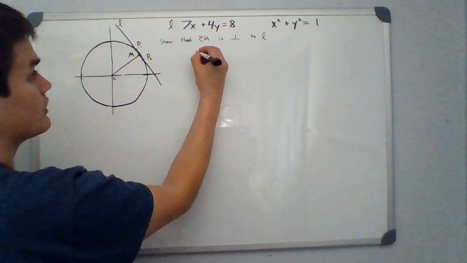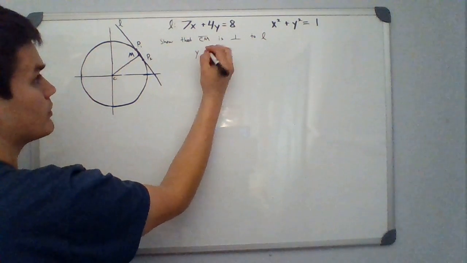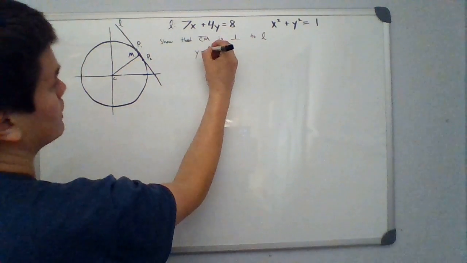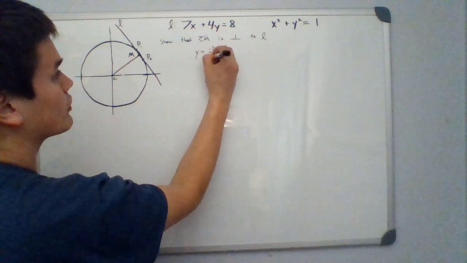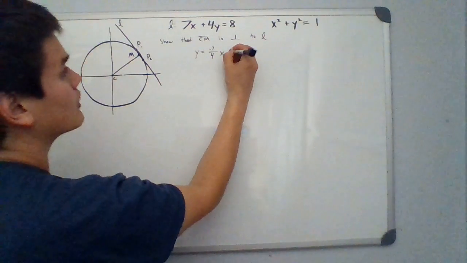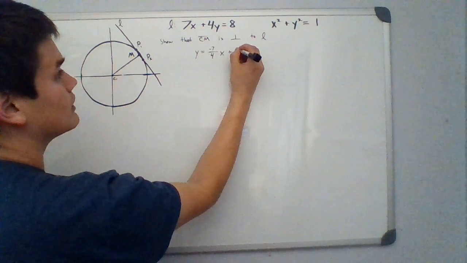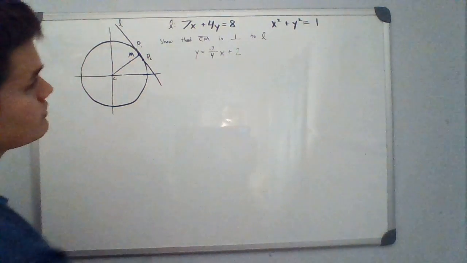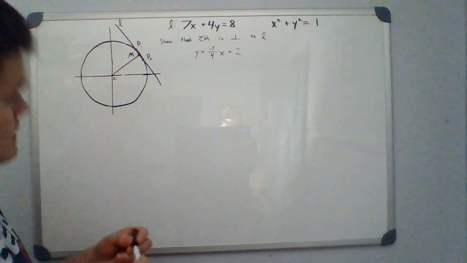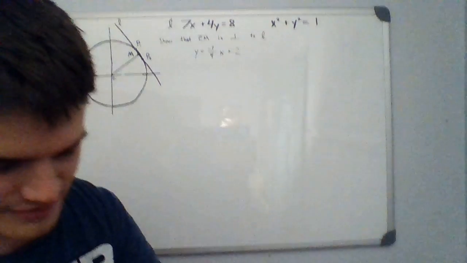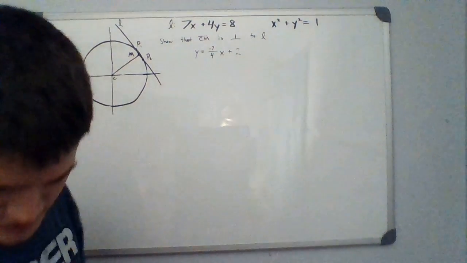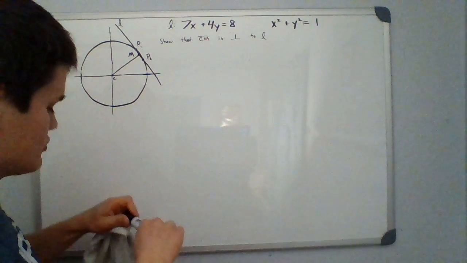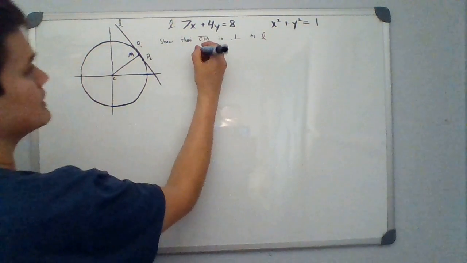So first off, let's put that line in slope-intercept form. That'll be y is equal to negative 7/4 x plus 2. All right, I was afraid this one was going to run out of dry erase, so I'll just rewrite it with this one.